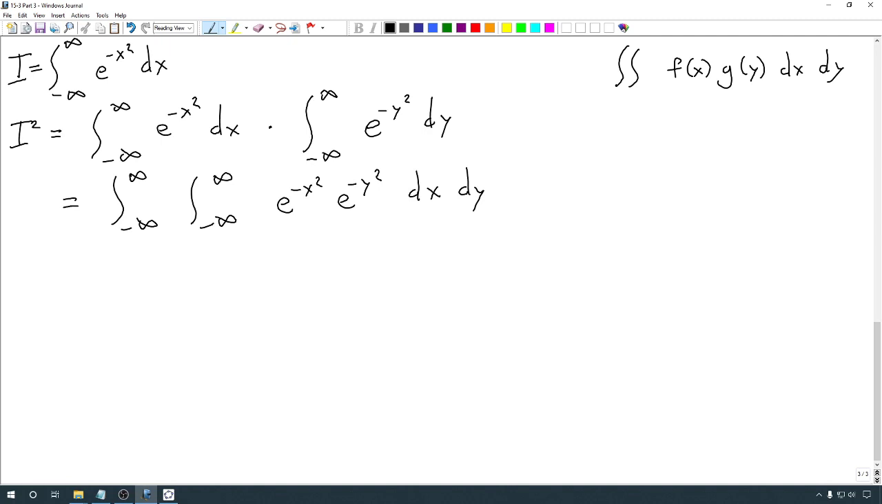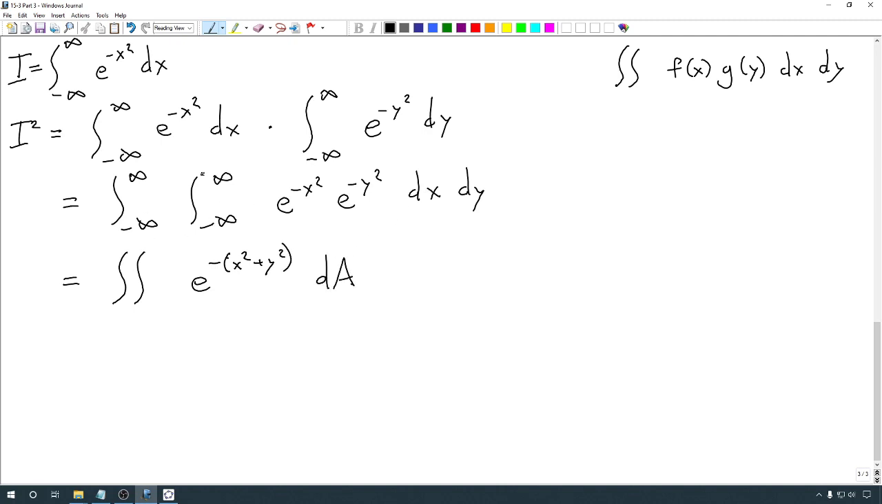Now, it might feel like we're making things much more complicated, but it will get better. The important thing here is, what are we actually working with? We're working with a double integral. This integrand can actually be written as e to the minus x squared plus y squared.